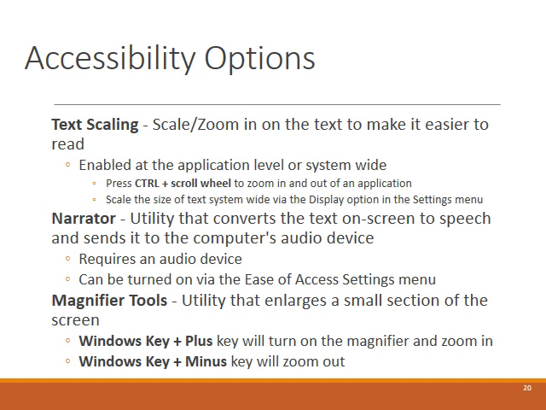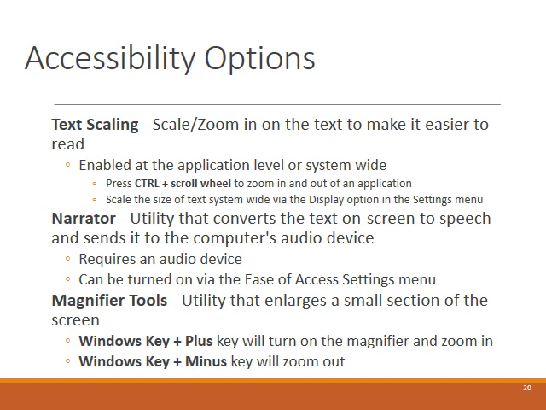The next option is the narrator. The narrator is a utility that converts the text on screen to speech, and then it sends it to the computer's audio device. So again, this does require an audio device since it's reading text back to you. And this can be turned on via the ease of access settings menu.